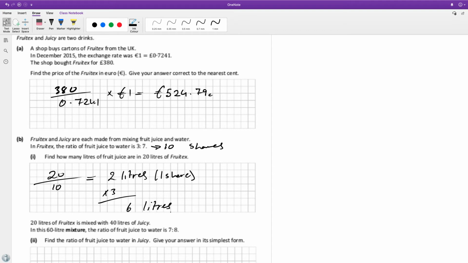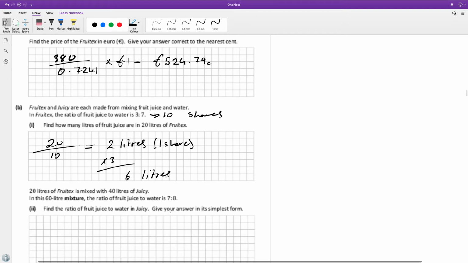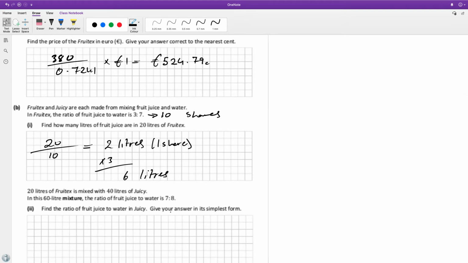So, 20 litres of Fruitex is mixed with 40 litres of Juicy. In this 60 litre mixture, the ratio of fruit juice to water is 7 to 8. Find the ratio of fruit juice to water in Juicy.